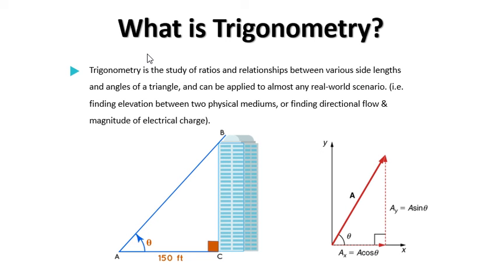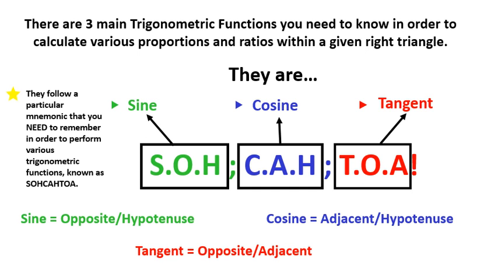So what is trigonometry? Trigonometry is the study of ratios and relationships between various side lengths and angles of a triangle, and can be applied to almost any real-world scenario, such as finding elevation between two physical mediums or finding directional flow and magnitude of electrical charge. There are three main trigonometric functions you need to know in order to calculate various proportions and ratios within a given right triangle. They are sine, cosine, and tangent.